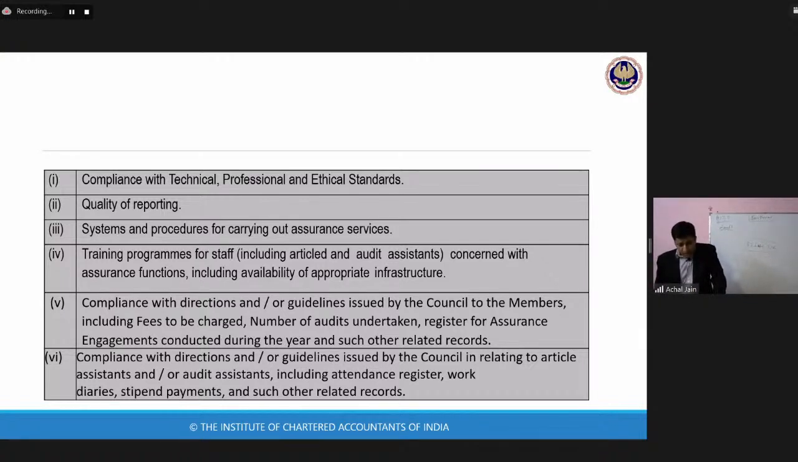Any other practice unit providing assurance or other services which were not covered under any of these above, they will also fall under level 2. Okay. So we can say the peer review is required to be conducted depending on the level or depending on the criteria which is followed for practice units. And for this criteria, we first of all need to identify which practice unit will fall under level 1, which practice unit will fall under level 2. Okay.